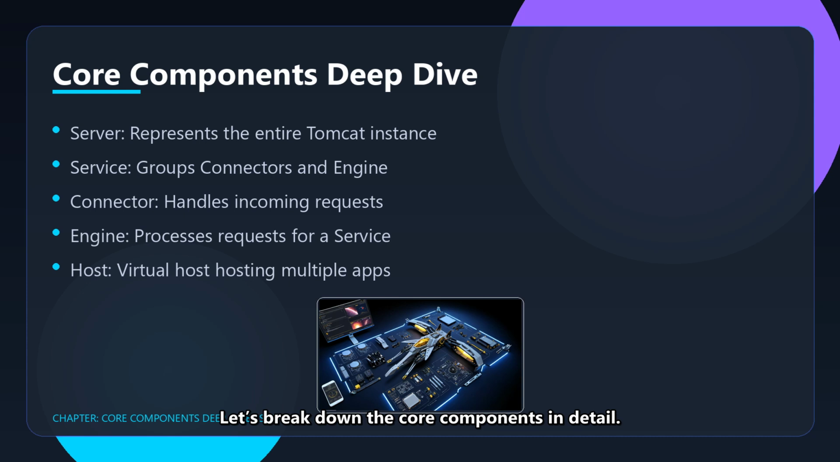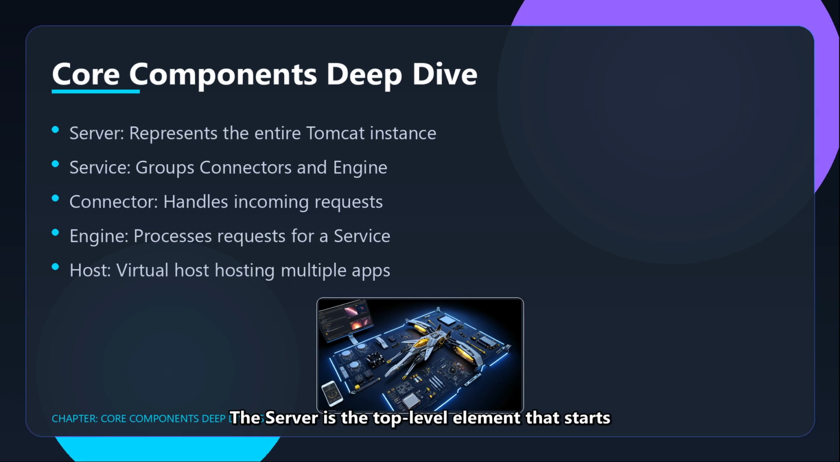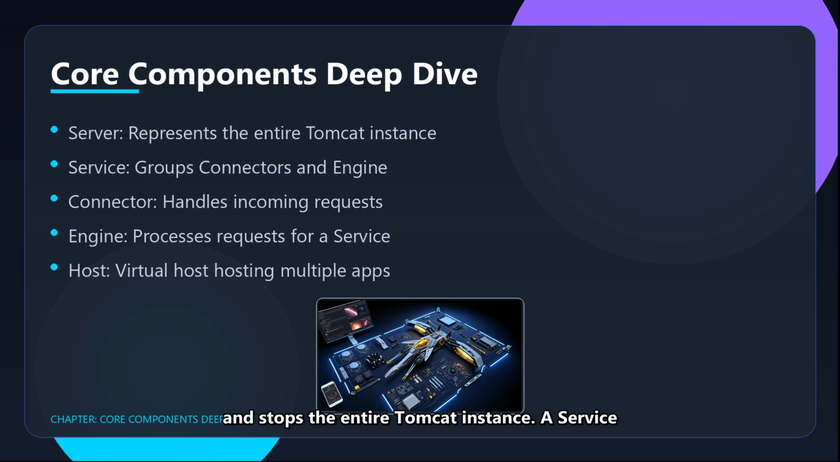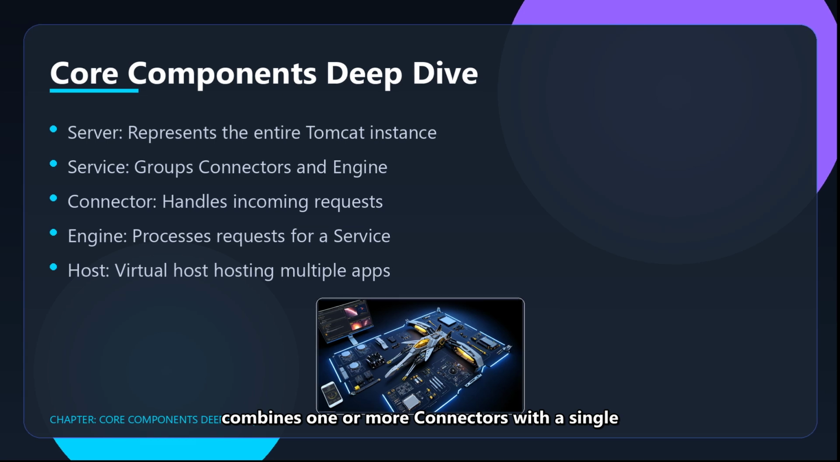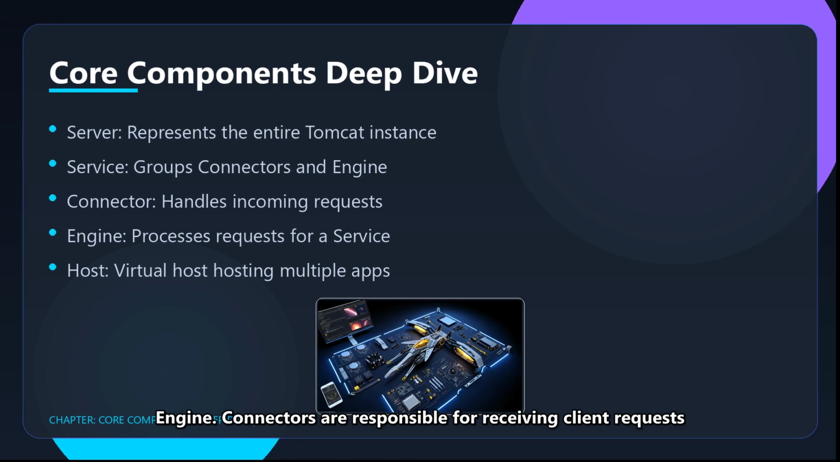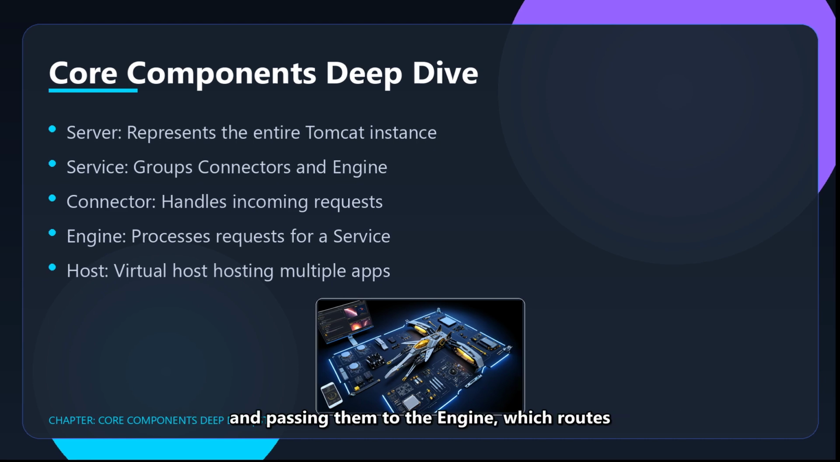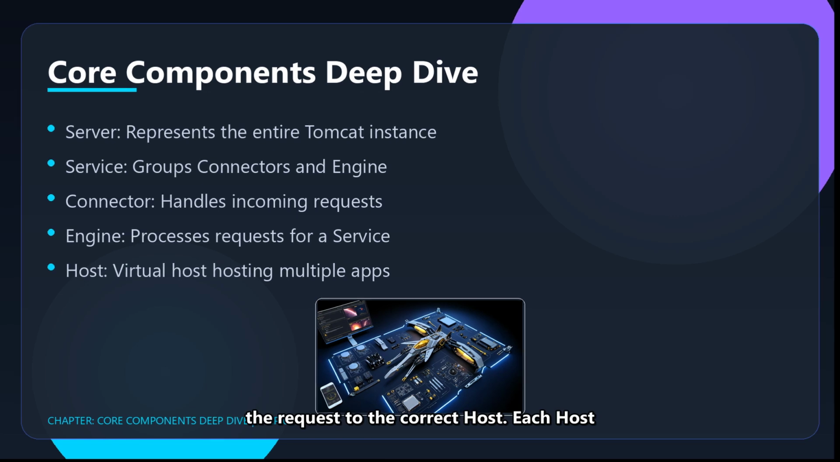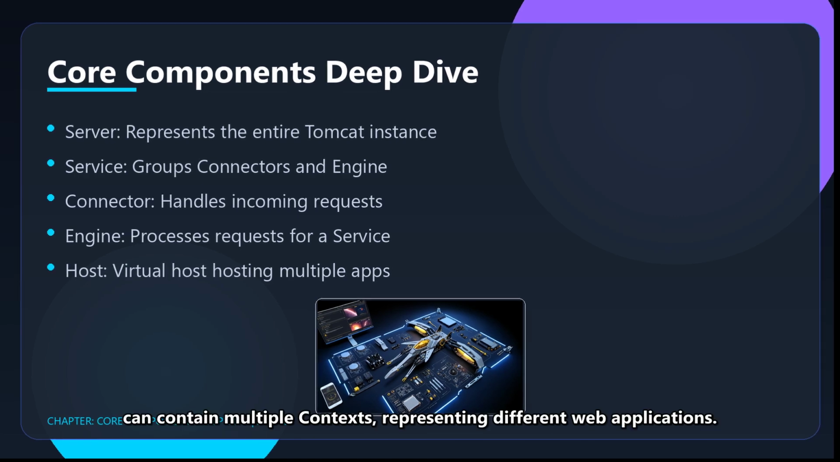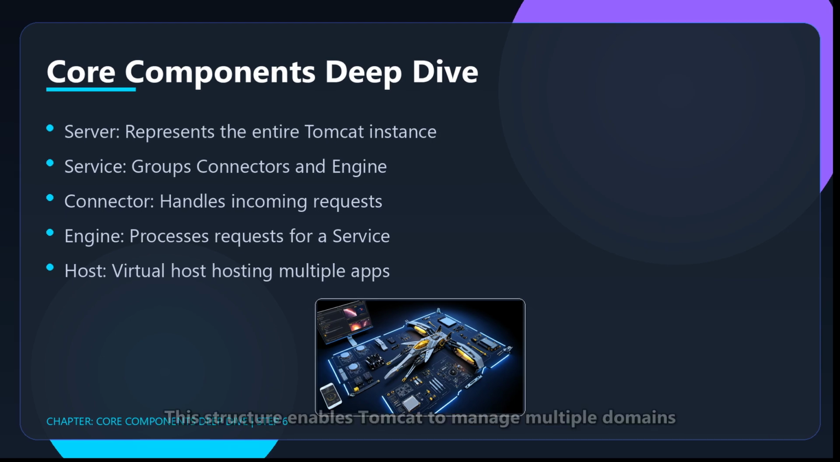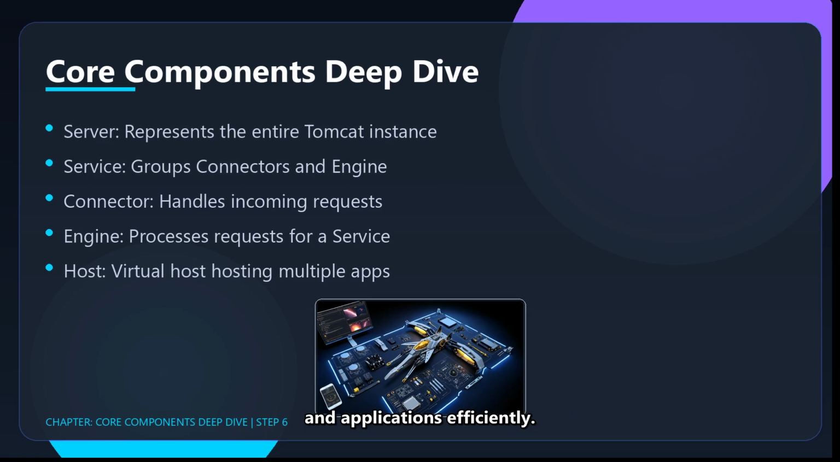Let's break down the core components in detail. The server is the top-level element that starts and stops the entire Tomcat instance. A service combines one or more connectors with a single engine. Connectors are responsible for receiving client requests and passing them to the engine, which routes the request to the correct host. Each host can contain multiple contexts, representing different web applications. This structure enables Tomcat to manage multiple domains and applications efficiently.